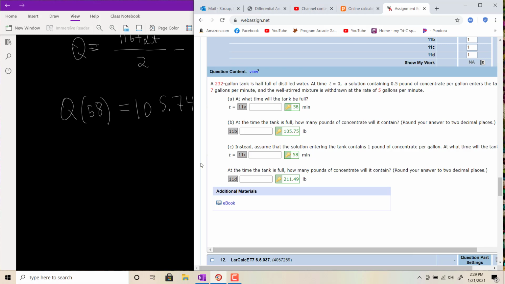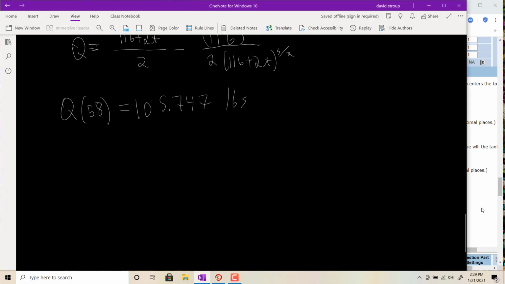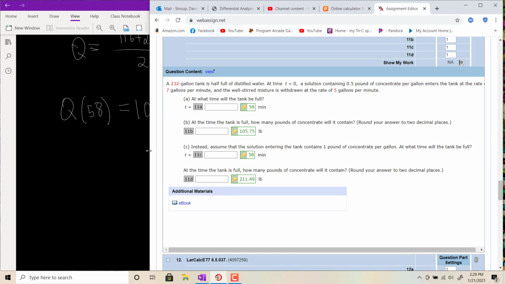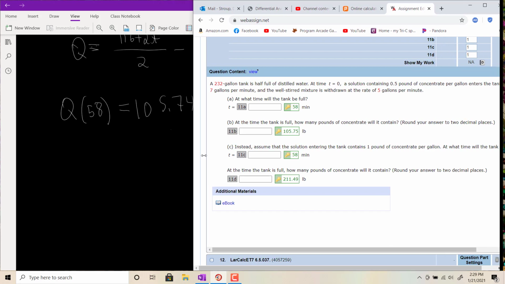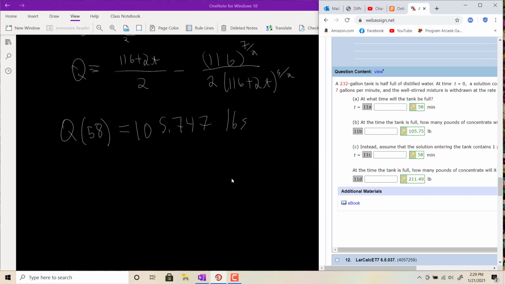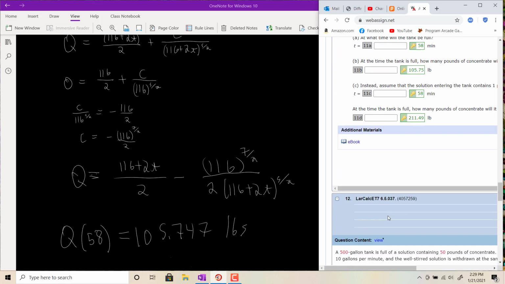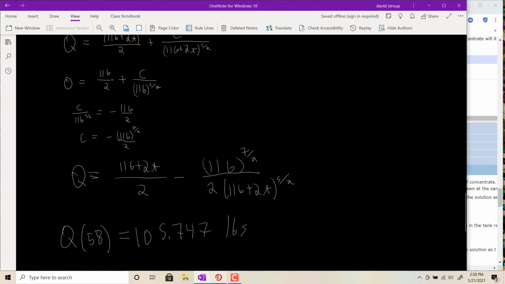So they changed the question on you. You guys can handle that. So for part B, instead of the solution entering with 0.5 pounds, assume it's 1 pound and basically go through the whole problem all over again, just changing that factoid. Okay, so I'm going to leave that to you and get the heck out of here, and hopefully you can do the rest.